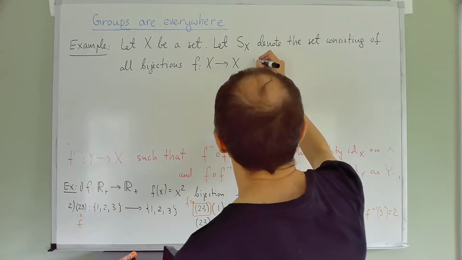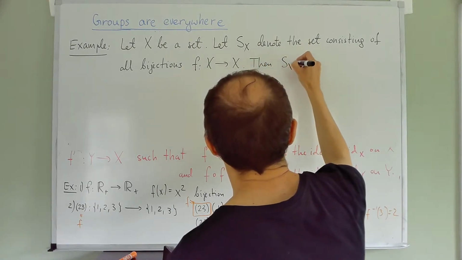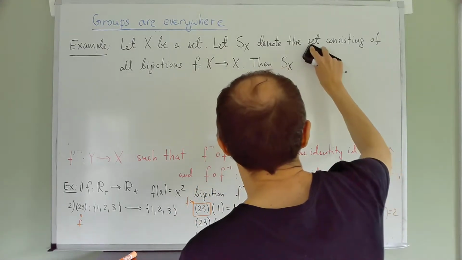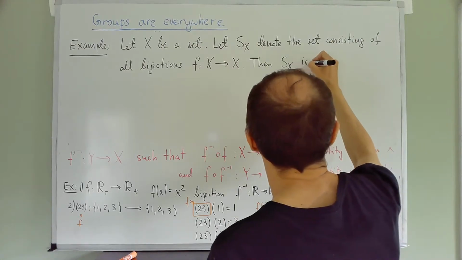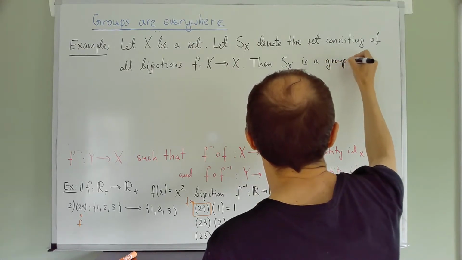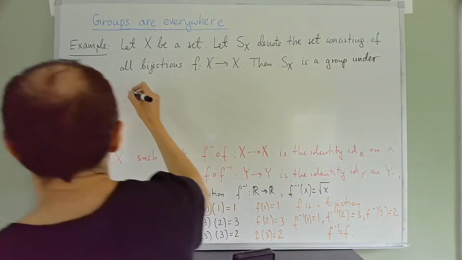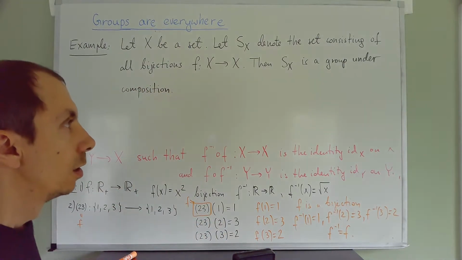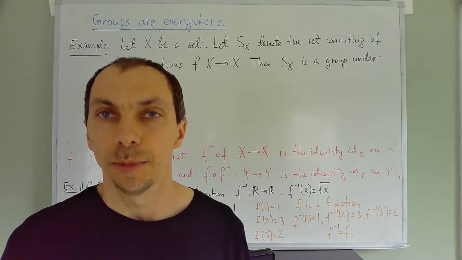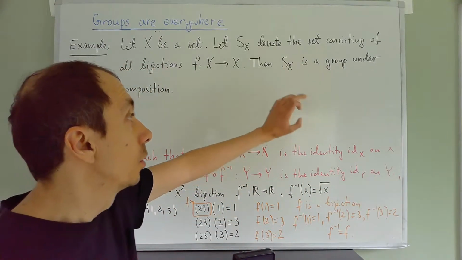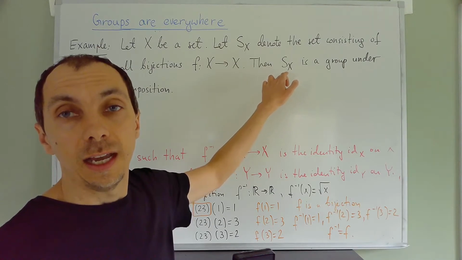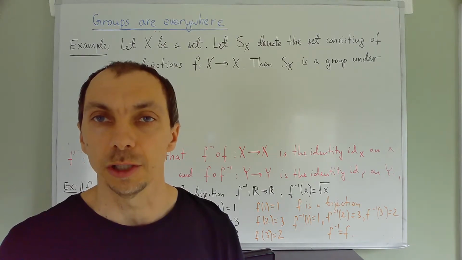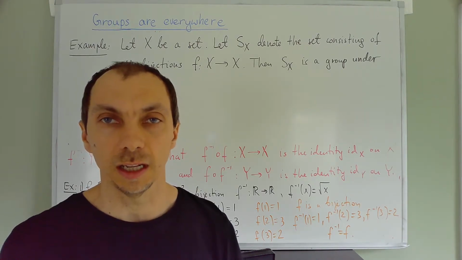So I claim then S sub X is a group under composition. What does this mean, the syntax under composition? It means that this thing is a set and the operation is composition. So that makes it into a set with a binary operation, the operation being composition. And I claim that that's a group.